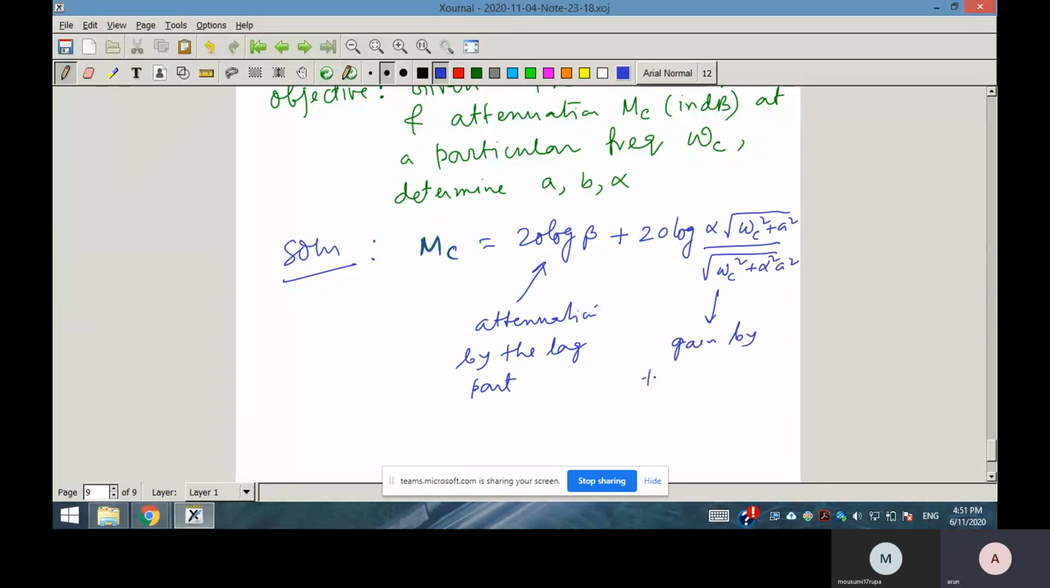Gain by the lead part. So ultimately some attenuation we will want. That means this part will be more negative than this part should be. This part should be more negative than this. That means so that ultimately MC is negative. 20 log beta should be less than this one, such that MC is negative.